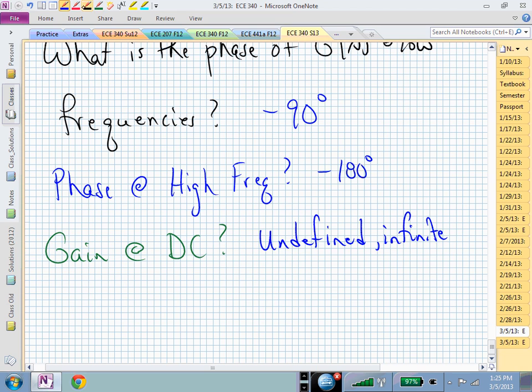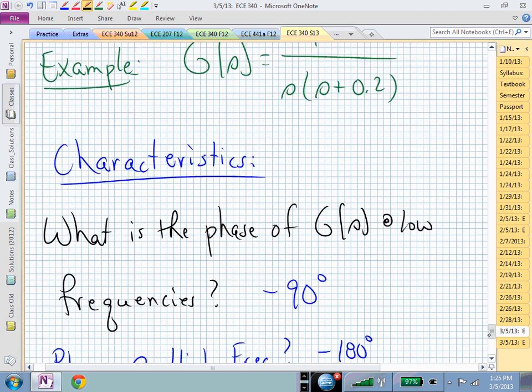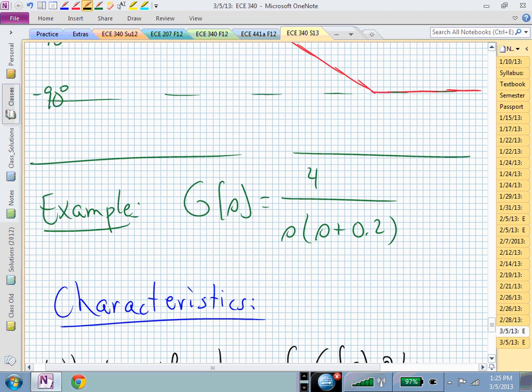Now, what's another question I might ask you? I might ask, what's the slope of the magnitude at low frequencies. What's the slope of this? Now we're anticipating these characteristics before we even sketch the Bode plot. This is basically going to the back of the book and finding the answer, so that we know what to expect for our answer. That's what these characteristics are telling us.